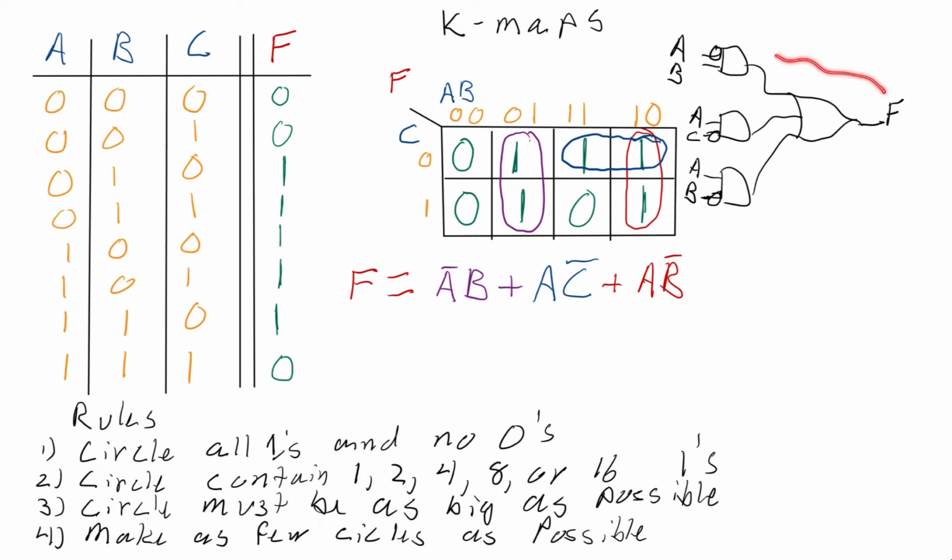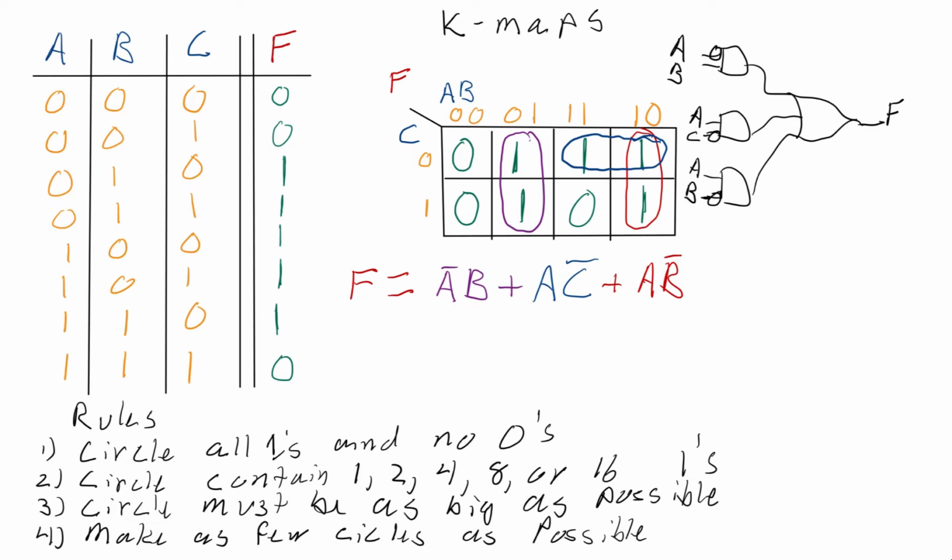Now here is the resulting circuit that we would create. We would AND A and B together, A being negated for this one. Then we got A and C for this one with C being negated, and A and B for this one with B being negated, and then their outputs feed into this OR gate.